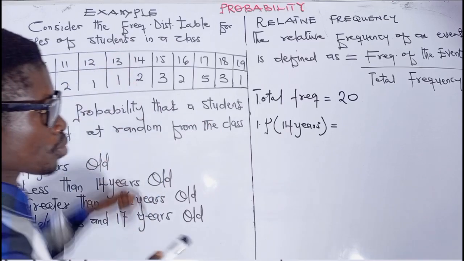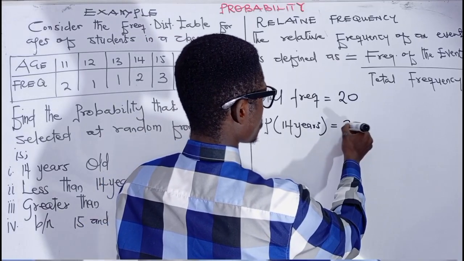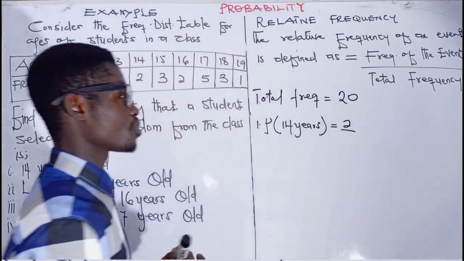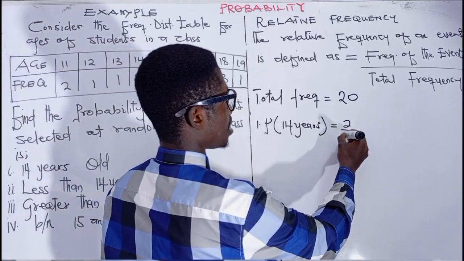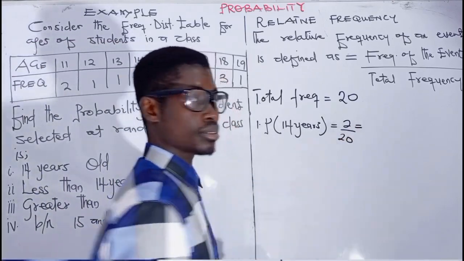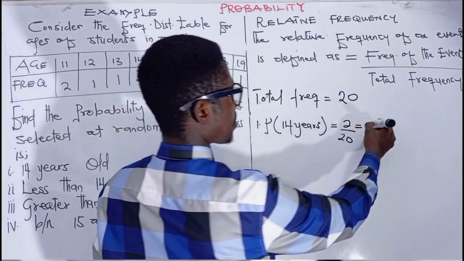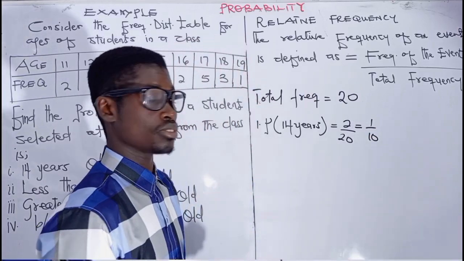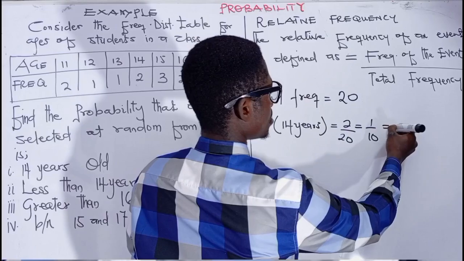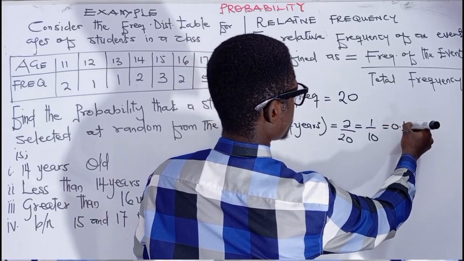That is what? 2. So we have 2 all over the total frequency. The total frequency we had what? 20. So we have 2 all over 20. We can simplify further. So we have 1 all over what? 10. As easy as that. You can convert it to decimal to get 0.1.